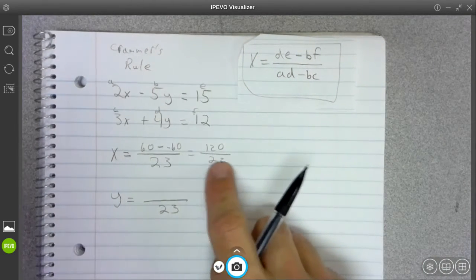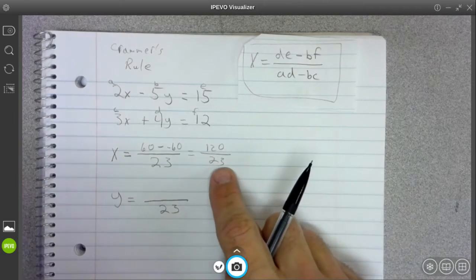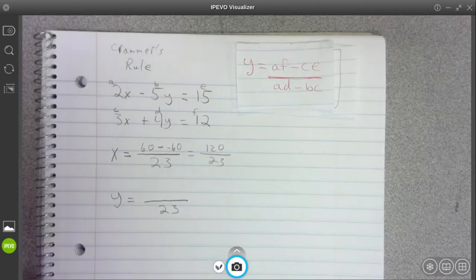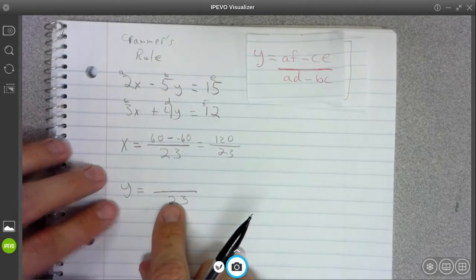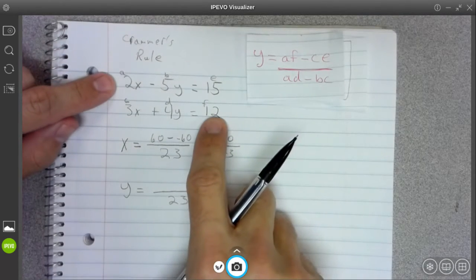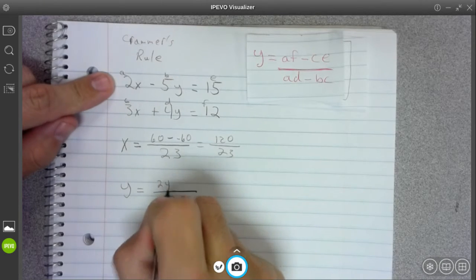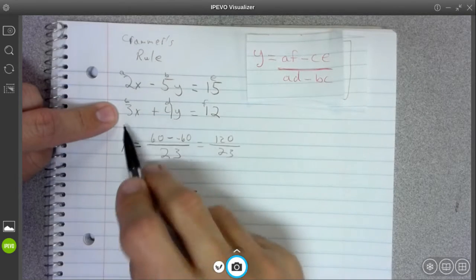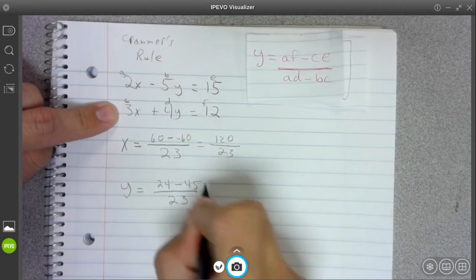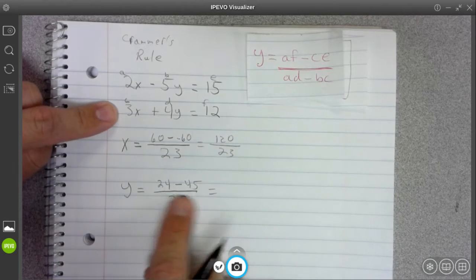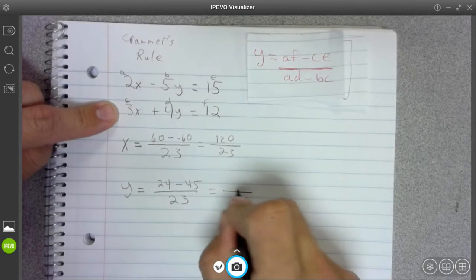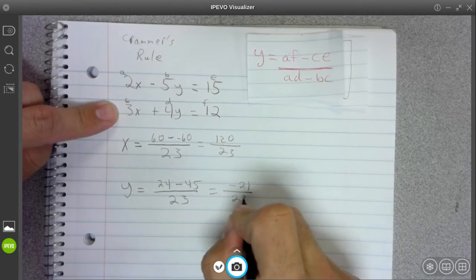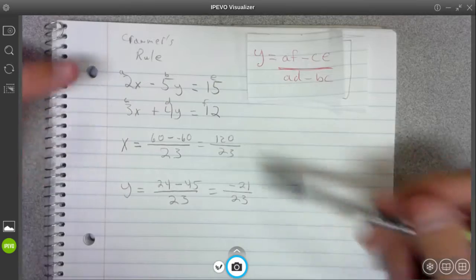Now, you'd want to check and see if this will simplify, but 23 is prime, and I don't think it goes into 120. All right, and then for Y, we would do A times F, so 2 times 12, that's 24, and then minus C times E. All right, 3 times 15, that's 45. 24 minus 45, that's negative 21. We're going to go with that. All right, so these are our two solutions.